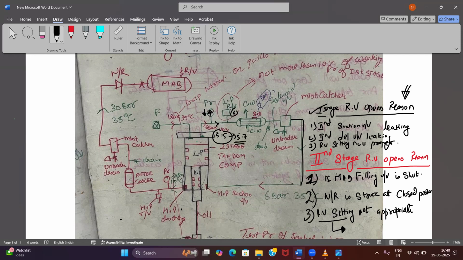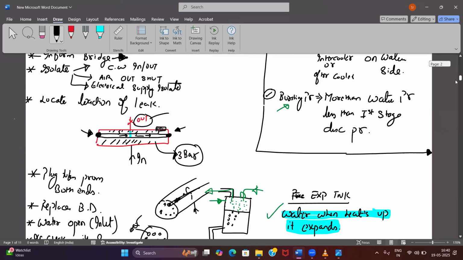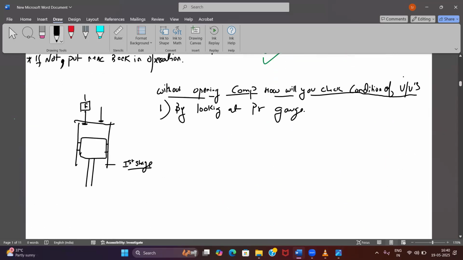There is some problem. It should not go more than 5.5, right? We have calculated it. So if there is a rise in the pressure gauges, that will indicate there might be leakages. Agreed? Okay, so by looking at pressure gauges, you can figure out that maybe the valves are leaking, and I have to check the valves.